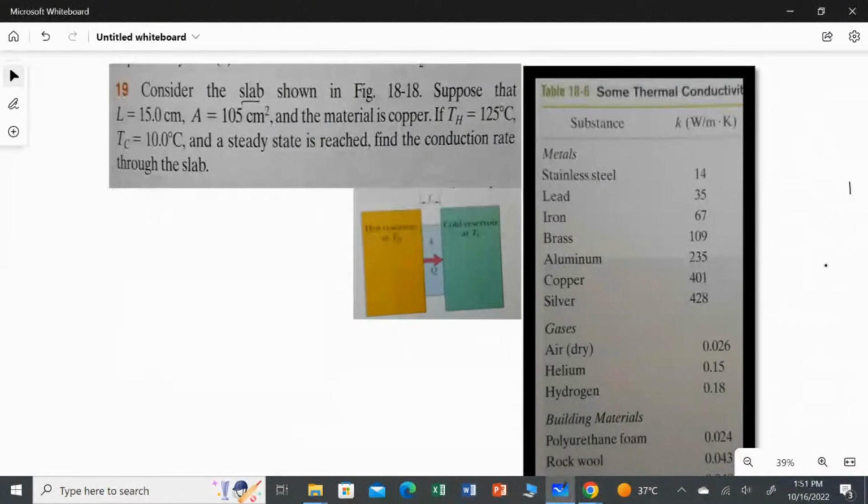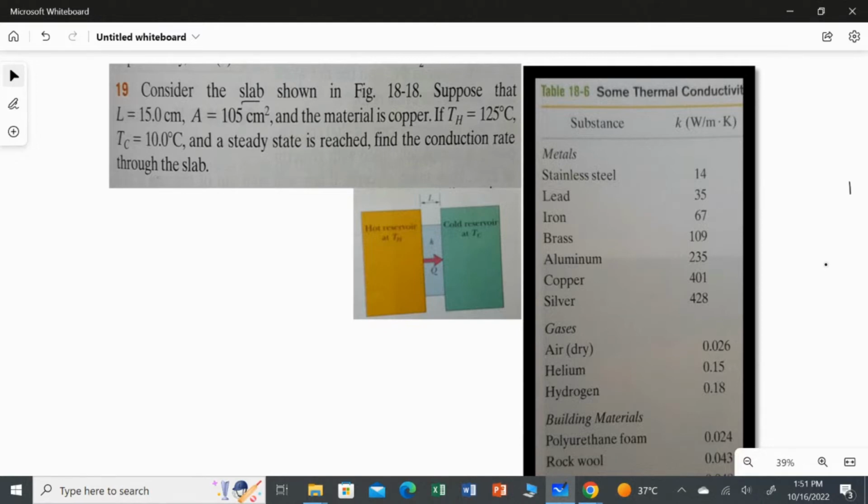If the hot temperature of the slab is 125 degrees Celsius and the cold temperature is 10 degrees Celsius, and finally a steady state is reached, you have to find what is the conduction rate through the slab.